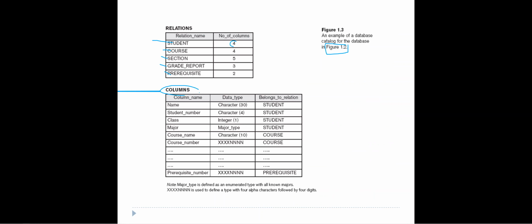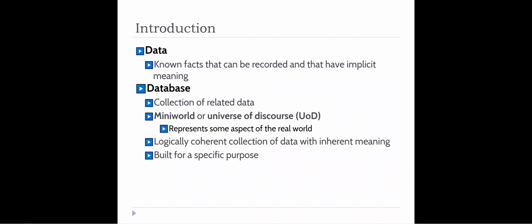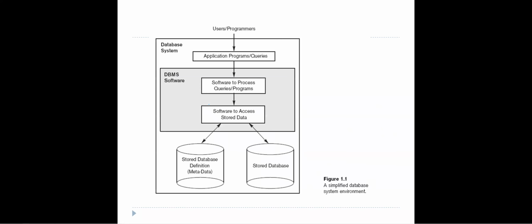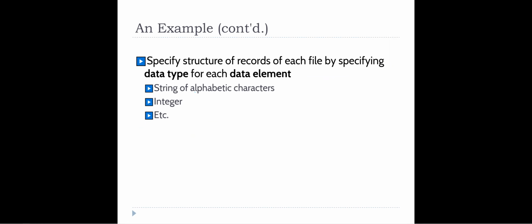And we can see another table that shows us all the columns. For example, here name from the student table, and the data type is character 30. Again, character 4 is the student number. Class is an integer from student, and so on. One thing I want to mention again: the data type is what we were talking about here. If you remember, we were talking about data type and data element, here in slide 11.